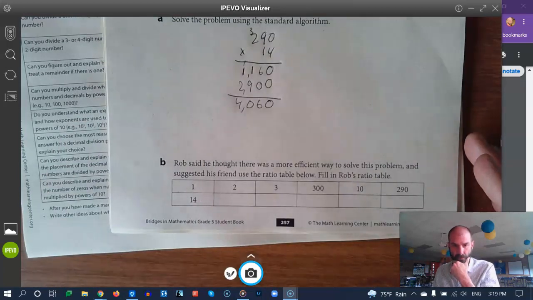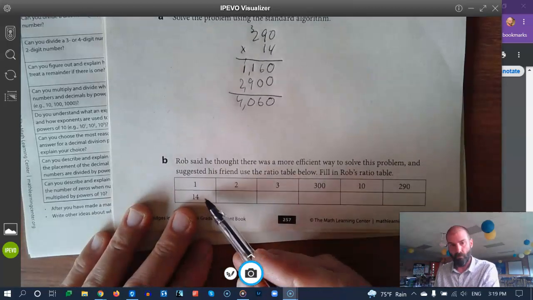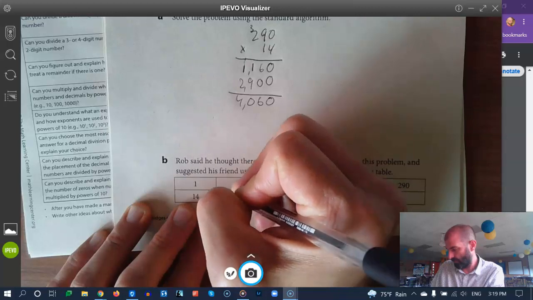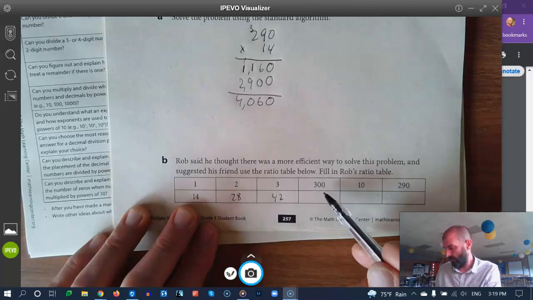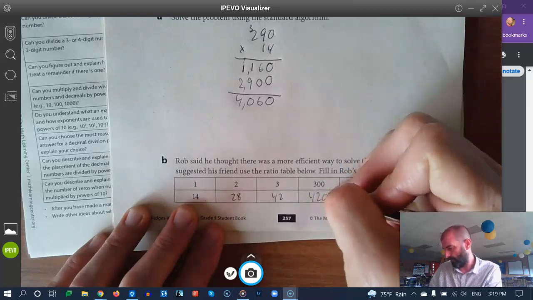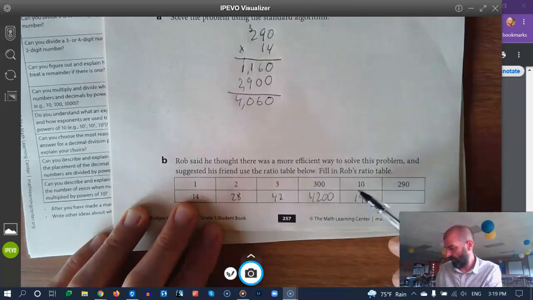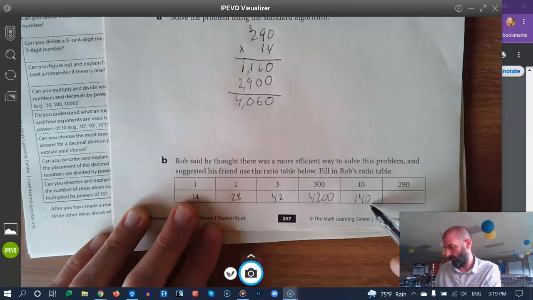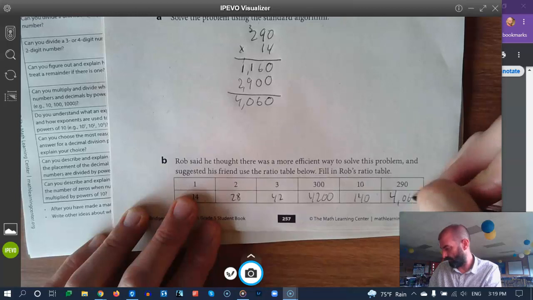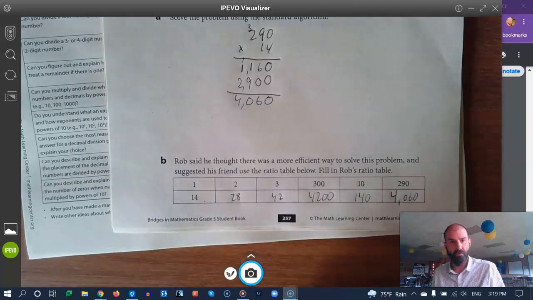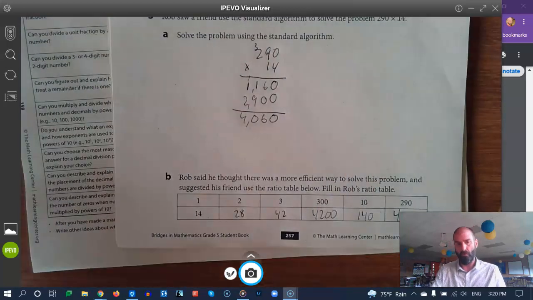his friend use the ratio table below. Fill in Rob's ratio table. So let's see. So we have 1 is 14, so that means 2 is 28. I can use 3 to add these together to get 42. Then multiply that by 100 to get 4,200. Multiply this by 10 to get 140. And then to get 290, I'm going to remove this 140 from 4,200 to get 4,060. And again, that did feel more efficient, didn't it? So the standard algorithm will get the correct answer if you do it correctly, but it won't always be the most efficient thing to do.